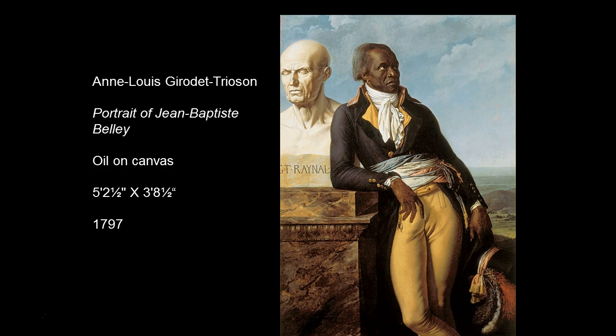Anne-Louis Girardet-Trioson painted a portrait of Haitian revolutionary figure Jean-Baptiste Belley in a typically Enlightenment and neoclassical fashion. Belley is shown with an array of iconographic symbols of his status. He leans against a classical-style bust of an abolitionist philosopher. Belley's clothing indicates his status as an assemblyman. The background reminds us of his tropical homeland.